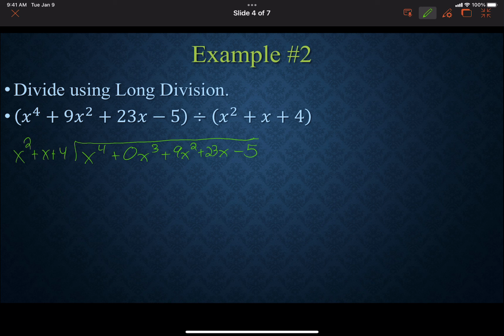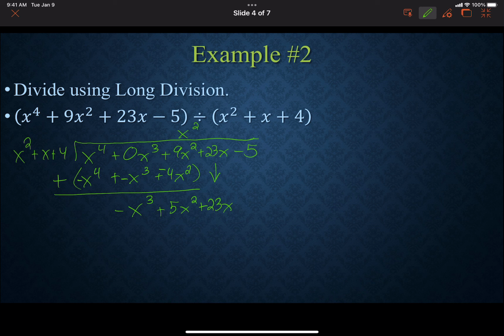All right, so again, first term inside, the x to the fourth, divided by first term outside, x squared gives us x squared. Then it multiplies the x squared plus x plus 4, giving us x to the fourth plus x cubed plus 4x squared. And we subtract. So we're really adding the opposite, so we flip all our signs. X to the fourth plus a negative x to the fourth cancels. 0x cubed plus negative x cubed gives us a negative x cubed. And then 9x squared plus negative 4x squared gives us a positive 5x squared. We carry down our next term.